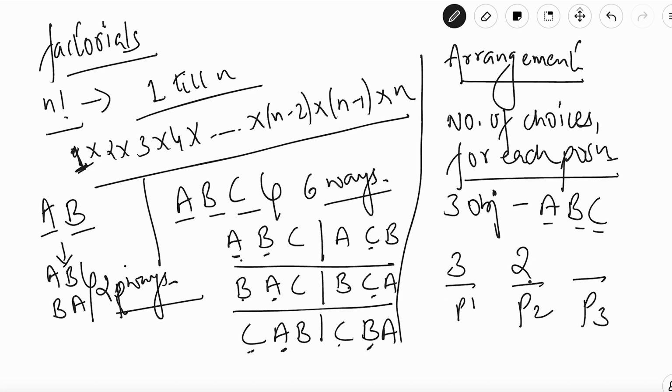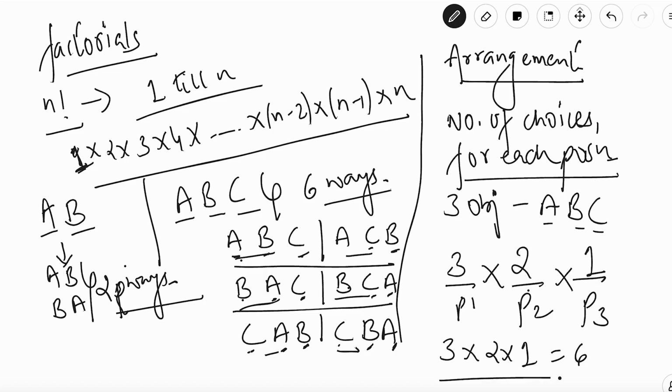Now when we selected position 1 and position 2, two of our objects are already fixed. Now for position 3 we are left with only one object. For example, when we fixed A and B here, we were left with C. When we fixed A and C in first and second position, we were left with B. Similarly in these cases, the third position had only one choice. Here it was C, here it was A, here it was B, here it was A. So the total number of ways of arrangement is the multiplication of all these choices, 3 into 2 into 1, which is basically 6.